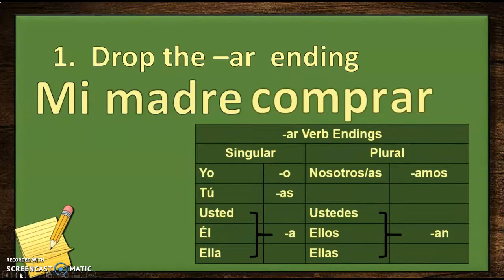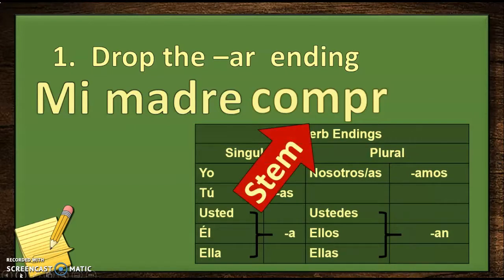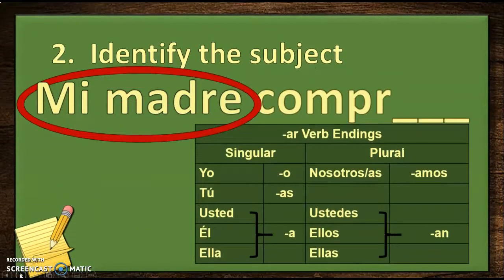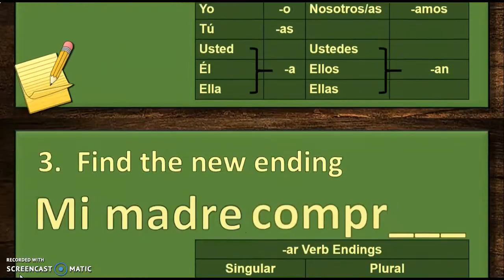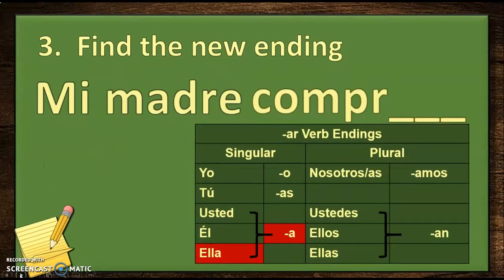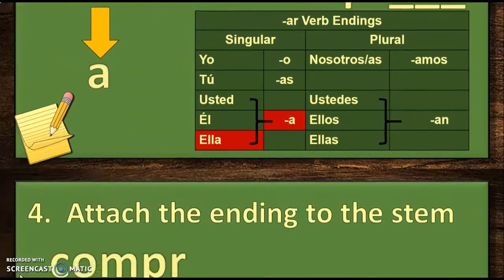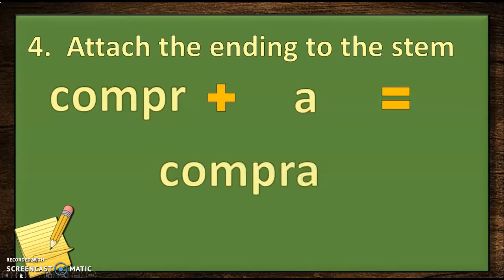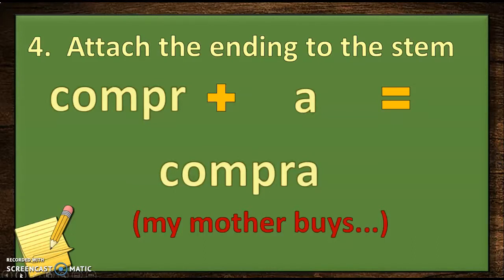Mi madre and comprar. Comprar means to buy. Drop the AR. You're left with the stem, which in this case is compr. Your subject is mi madre. If you refer to the chart, that's most like ella, so it's going to use the ending a. Attach that to the end of the stem, and now you have compra, which is the verb form we would use in this context to say, my mother buys.